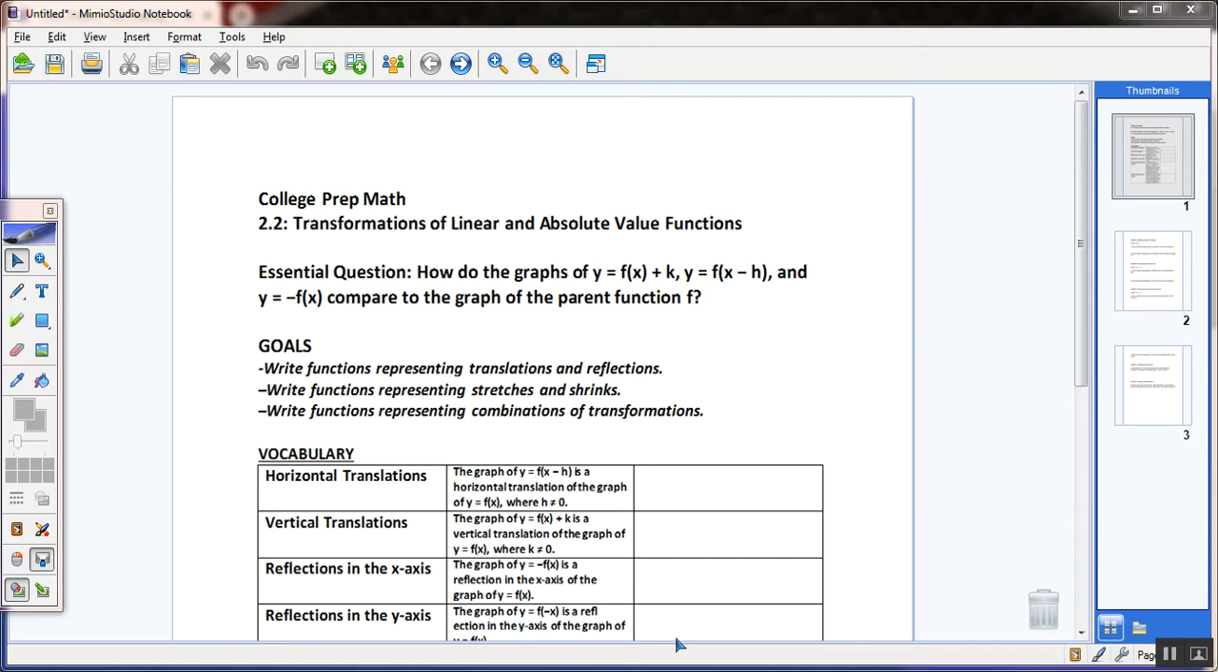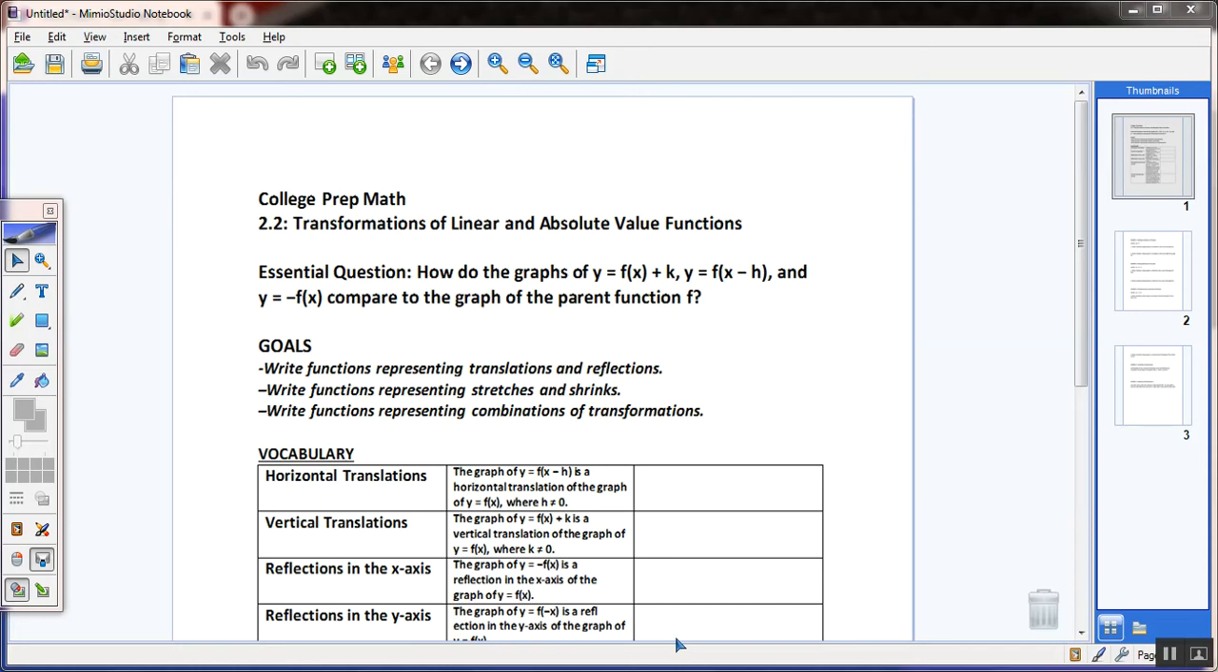Transforming parent functions that we talked about. Our four functions were constant function, linear function, quadratic, and absolute value. And we're going to be looking at the same thing today. What we're really going to focus on specifically today in 2.2 is transformation of linear and absolute value functions.